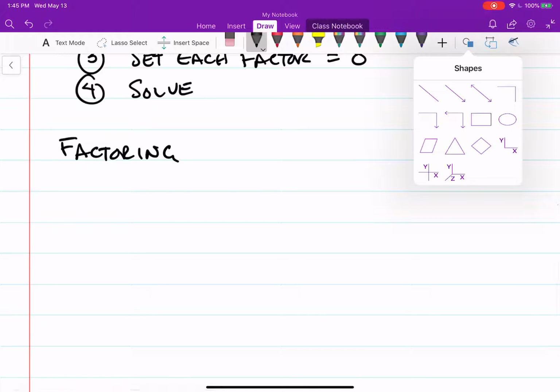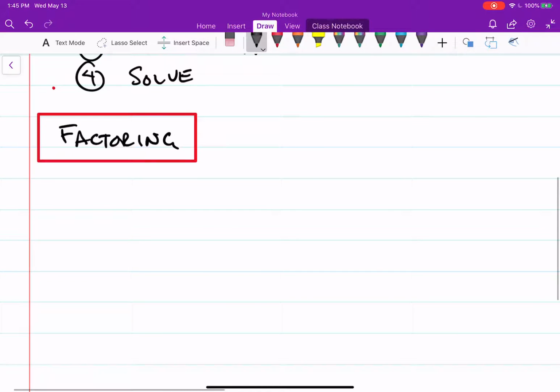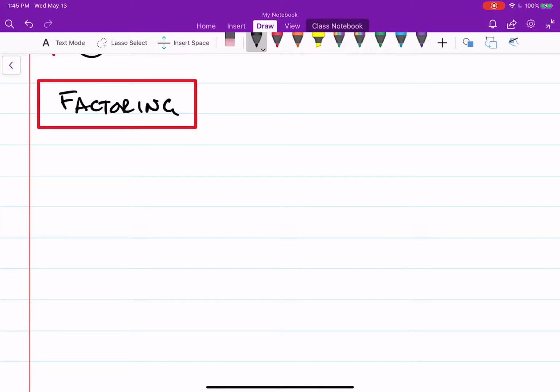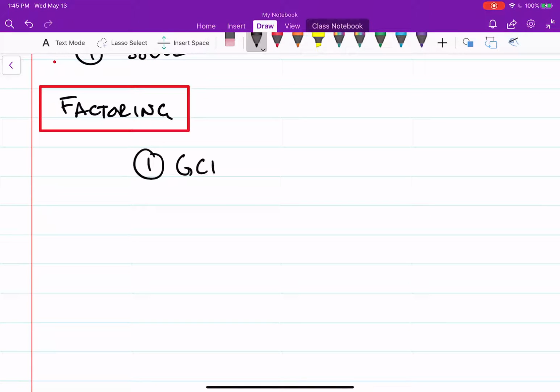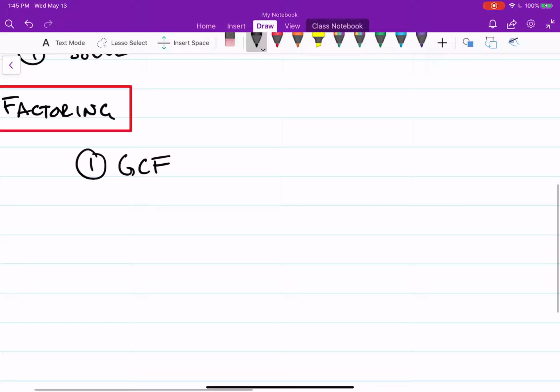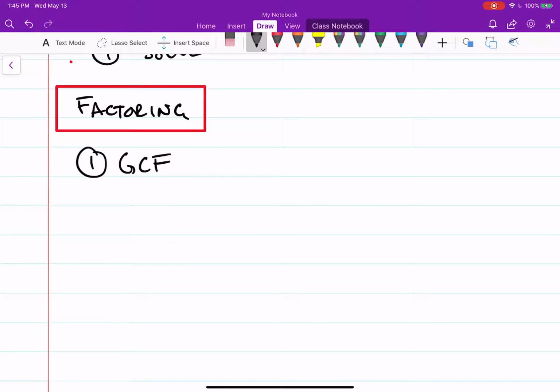So this is a very popular subject. So let's review factoring. What is the very first step in factoring? Yes, GCF. Okay? So I'm going to bring this all the way over here. I'm not sure where this is going to go, but we will find out together. So after GCF, where do we go? What is the second step?